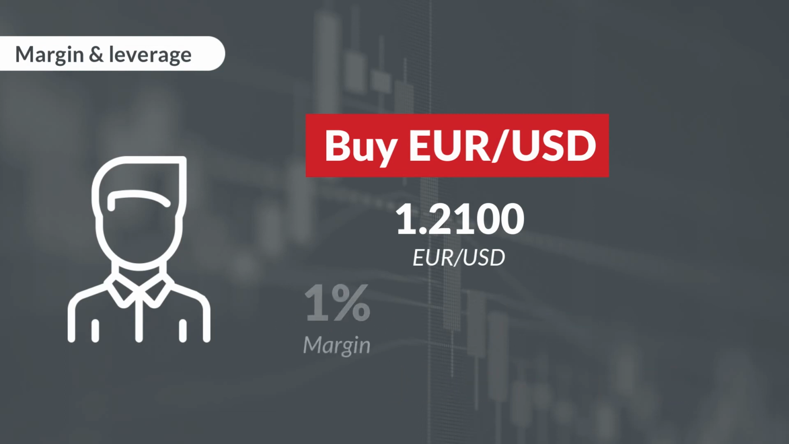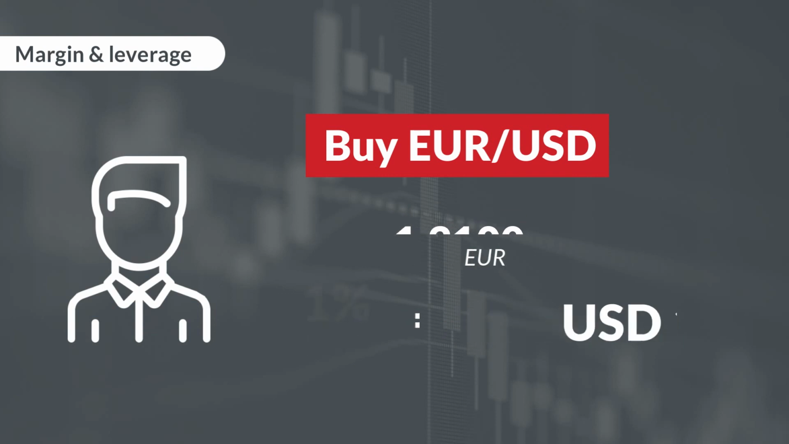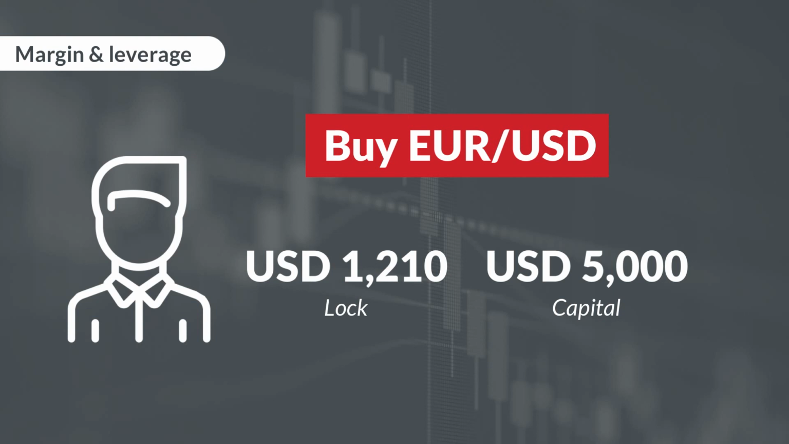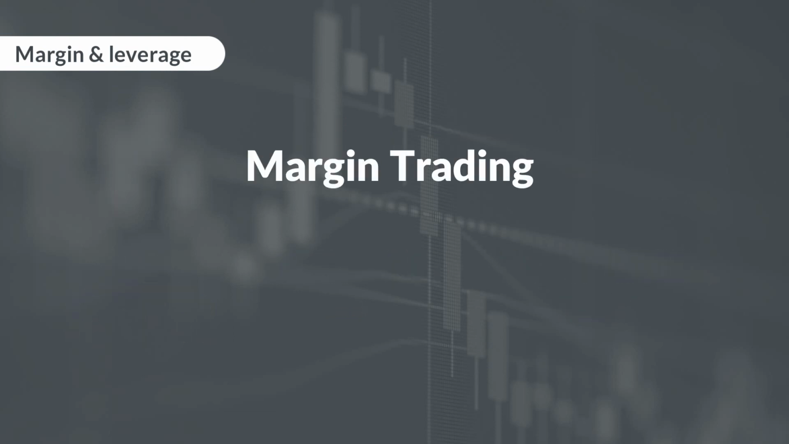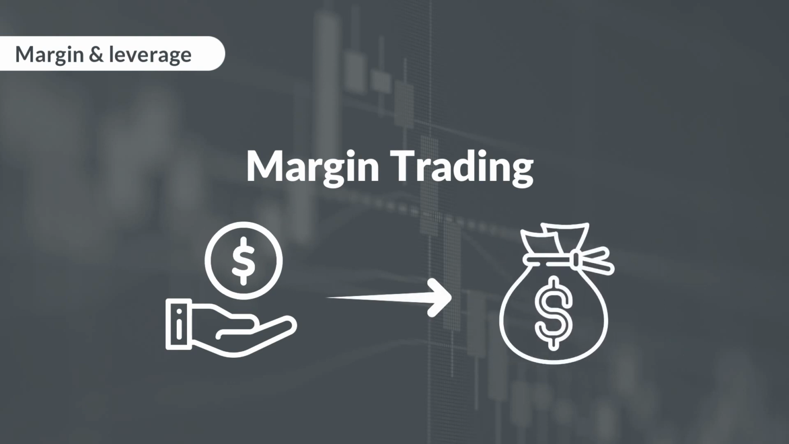Since the broker requires a margin of 1%, then they would ask that the investor has in their account 1% of the $121,000, which is $1,210. So this broker would lock the $1,210 from the $5,000 capital as collateral in order to trade this position, which is worth $121,000. In summary, the required margin is an amount demanded by the broker to allow you to trade a certain, much greater deal size using leverage.